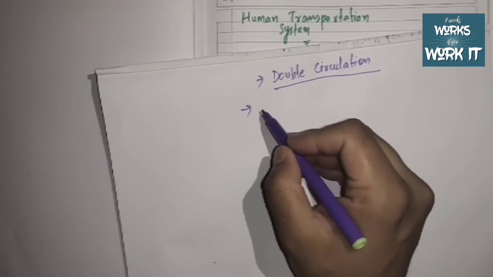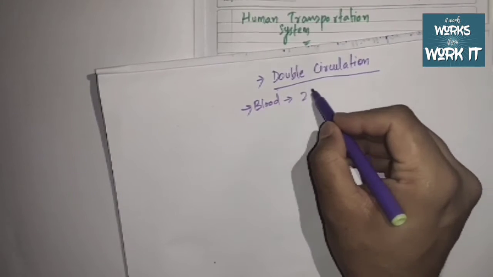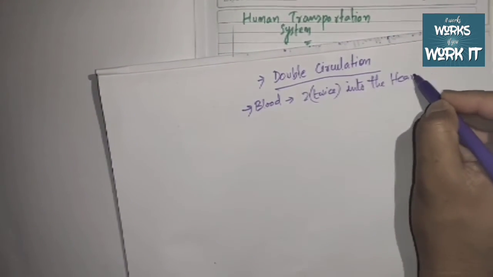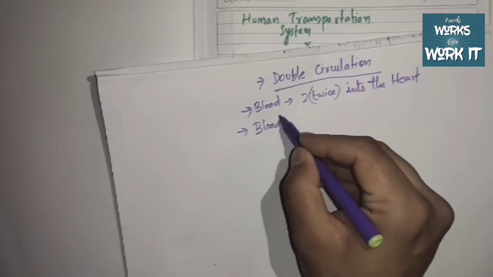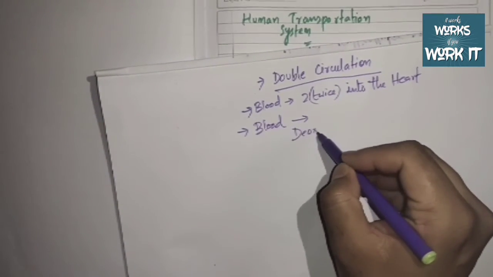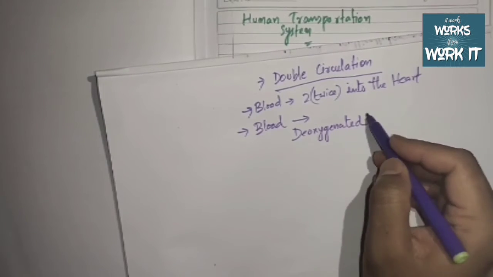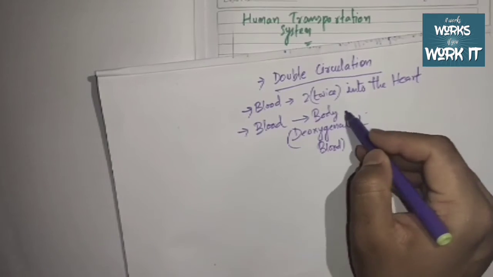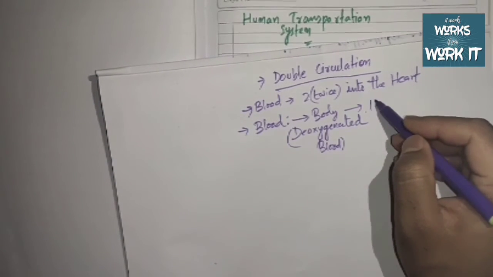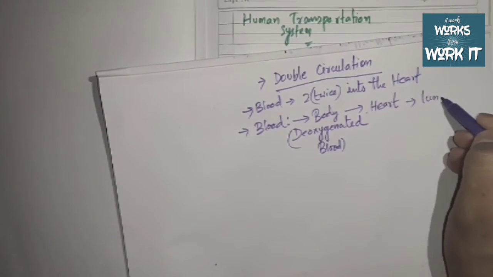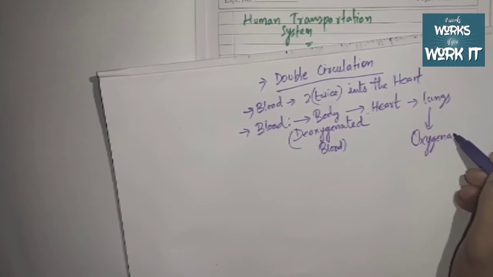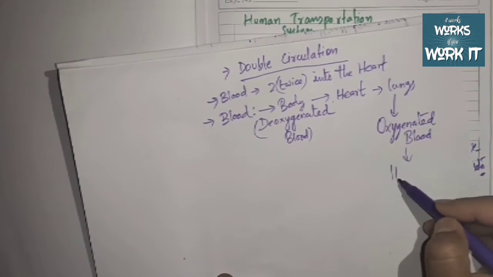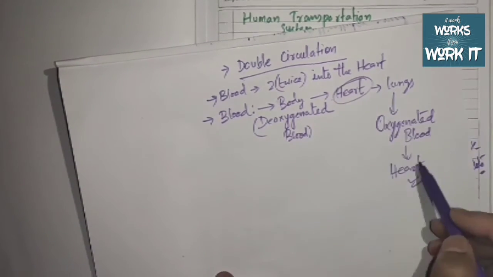Double circulation. Blood circulation in the human body is also known as double circulation because blood goes twice into the heart. Blood present inside our body is deoxygenated blood, and it needs to go to the heart. Then it goes to the lungs, and in the lungs it gets oxygenated and again reaches the heart. So blood goes twice into the heart, that's why it is called double circulation.